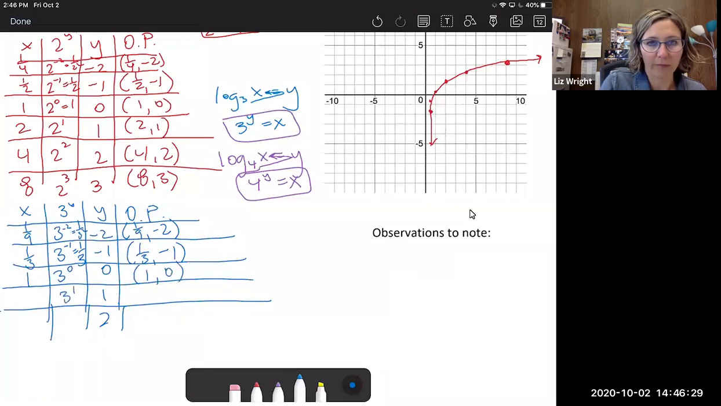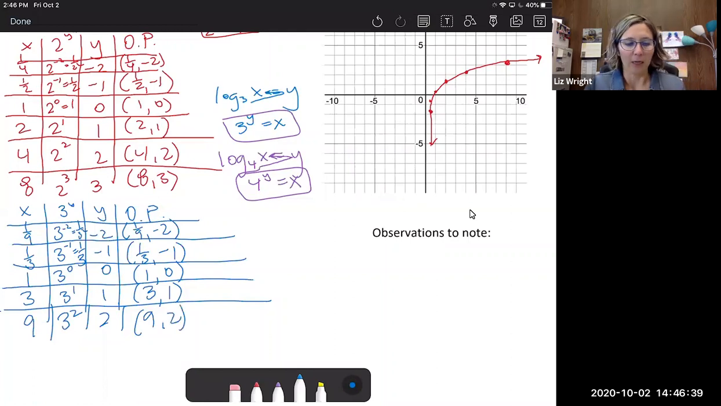Then we're going to have 3 to the 1st, which is 3. So we're going to graph the point 3, 1. And then we're going to have 3 squared, which is 9. And we're going to have 9, 2. All right, so now we're going to graph that one.